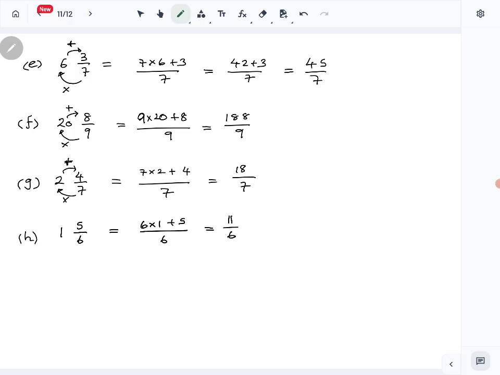Okay. So that's how you convert mixed numbers into improper fractions, right? So you should know both directions, mixed number to improper fraction and improper fraction to mixed number, right?